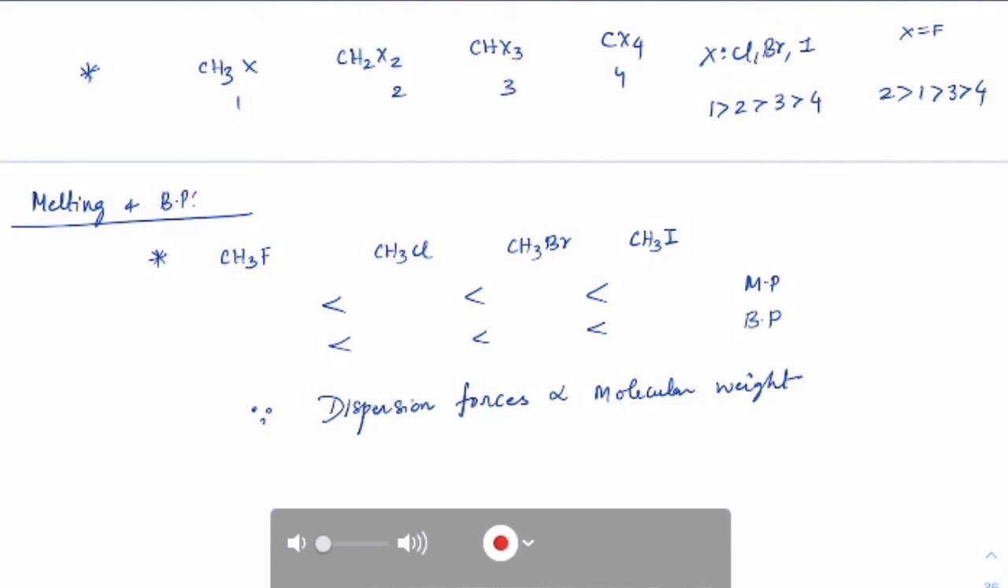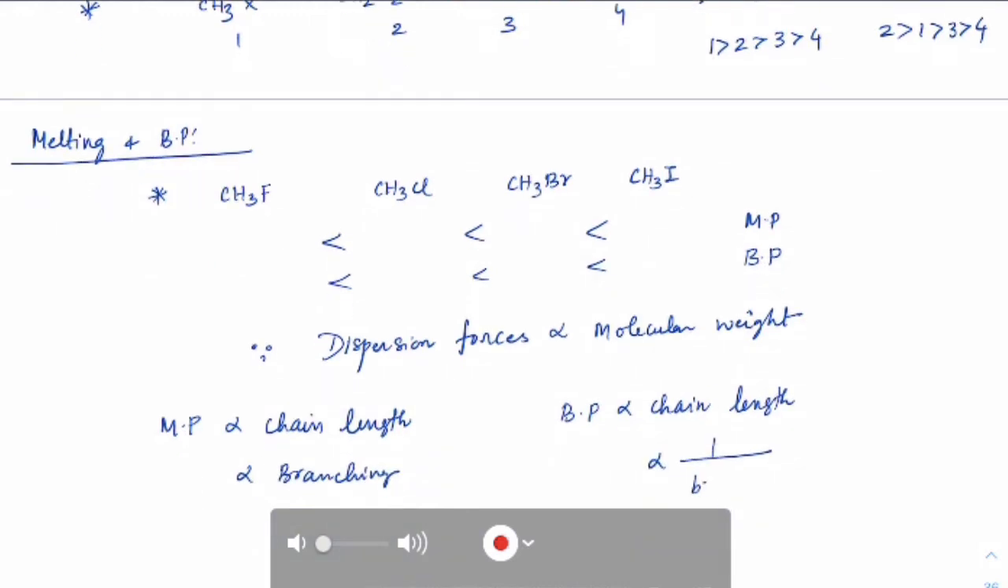In case of chain lengths, as you have seen in alkanes also, melting point is directly proportional to chain length, and it is directly proportional to branching, while boiling point is directly proportional to chain length. This is very generic, but boiling point is inversely proportional to branching. You can compare anything, just read through the NCERT, you will be able to find it there.